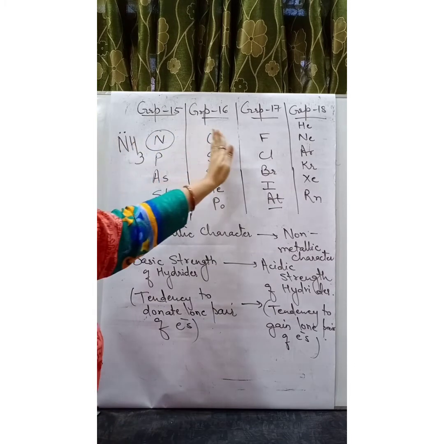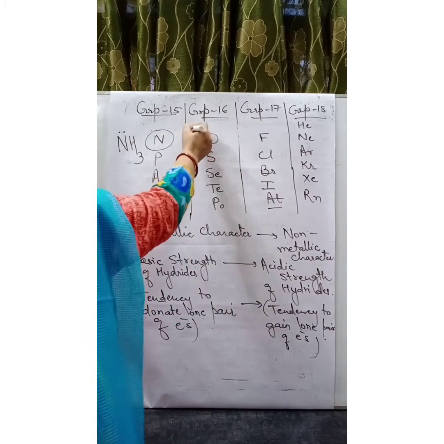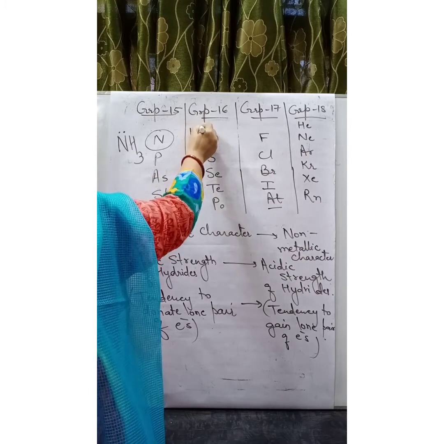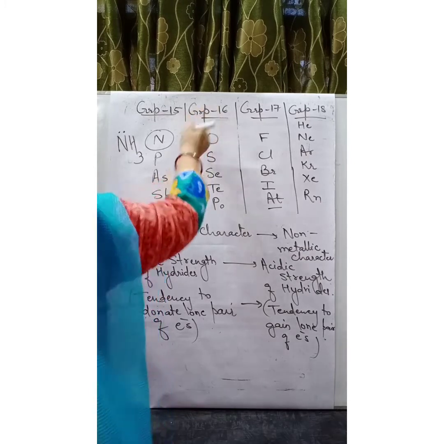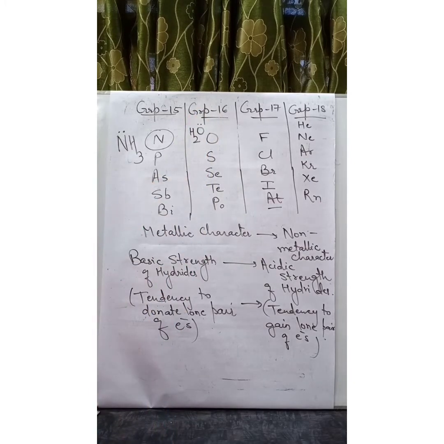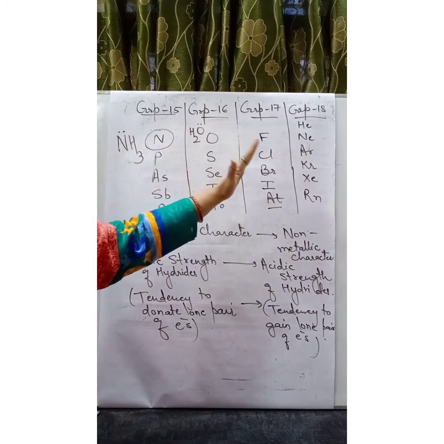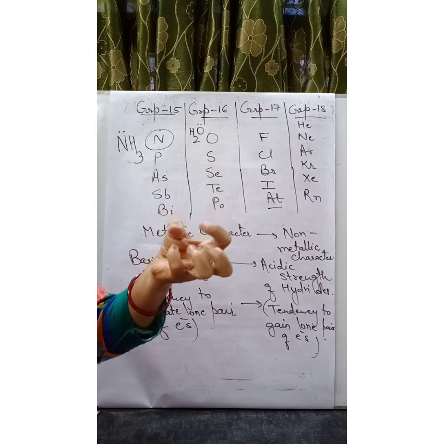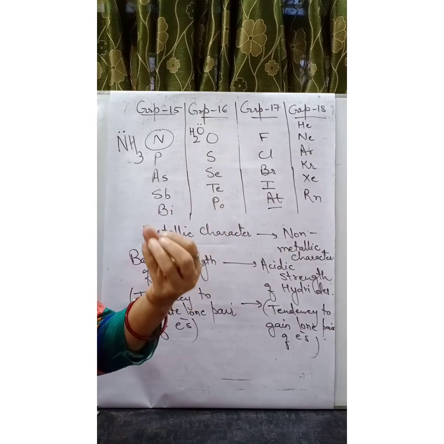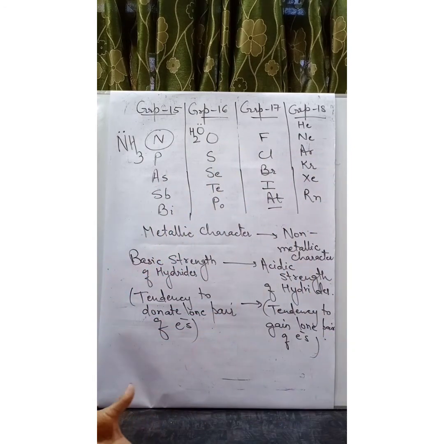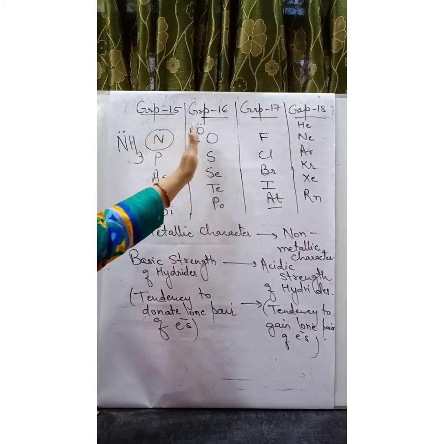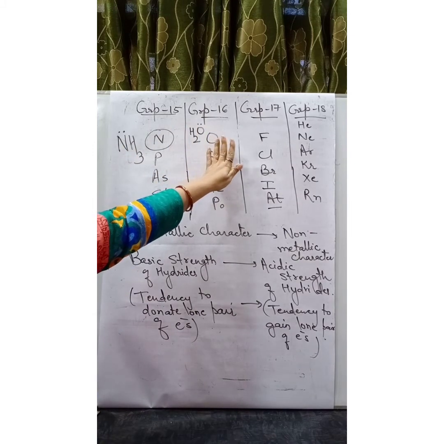But as we move here, it forms H2O. Oxygen also has lone pair. But slowly as we are moving from left to right, the size is decreasing. So the tendency to donate a lone pair goes on decreasing. So the basic nature slowly changes into acidic nature.